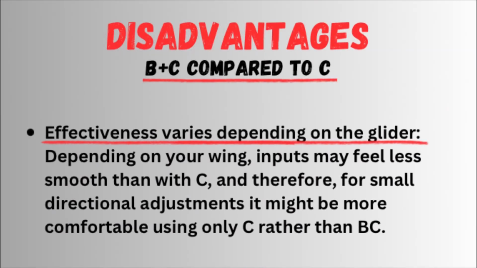Effectiveness varies depending on the glider. Depending on your wing, inputs may feel less smooth than with C, and therefore small directional adjustments might be more comfortable using only C rather than BC.